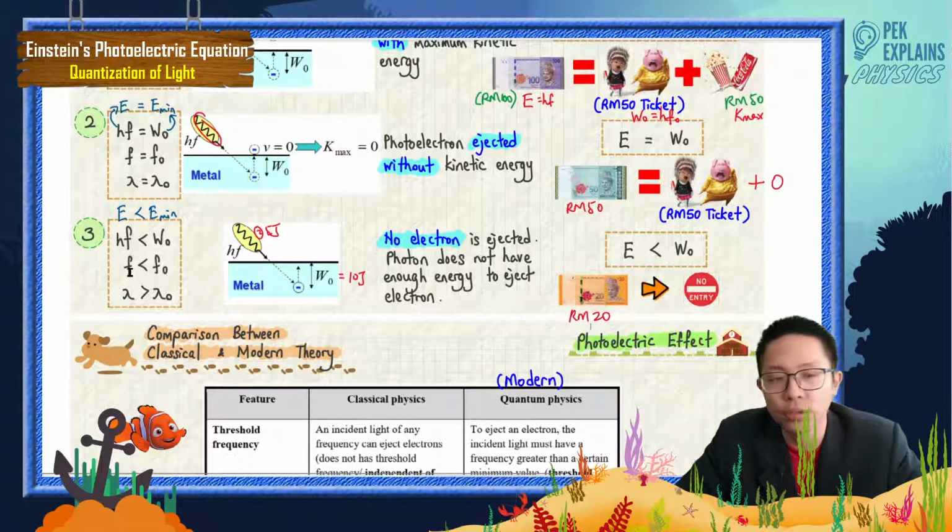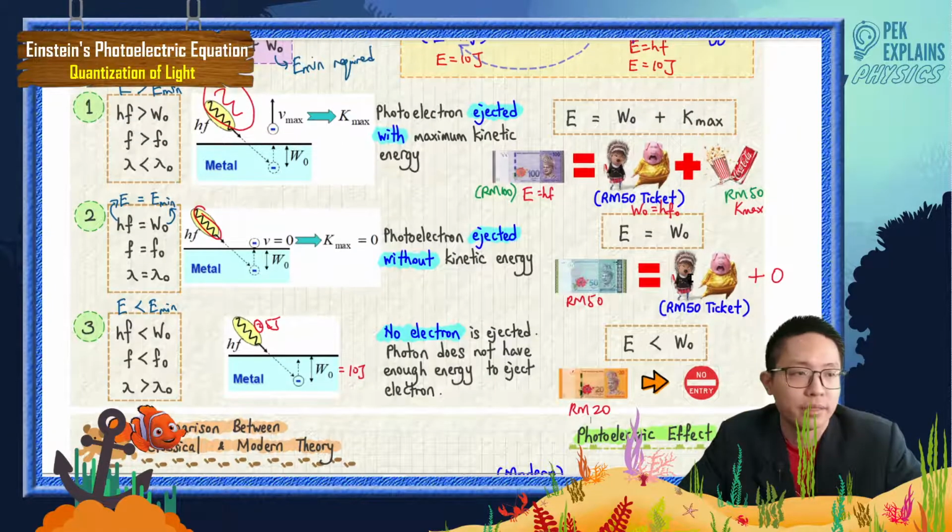So this also happens if the incident frequency is less than the minimum threshold frequency, or the incident wavelength is more than the maximum threshold wavelength allowed. In all these cases the electron cannot be ejected. Okay. All right, you understand?